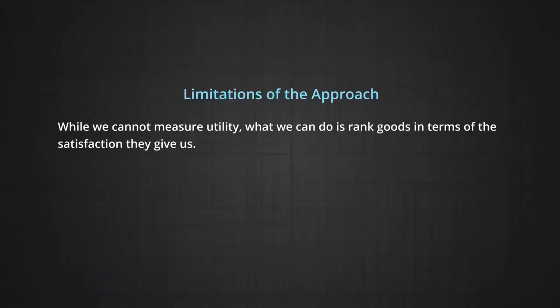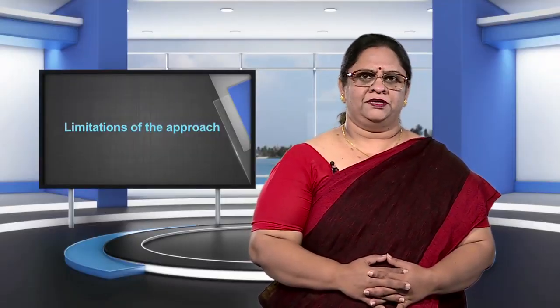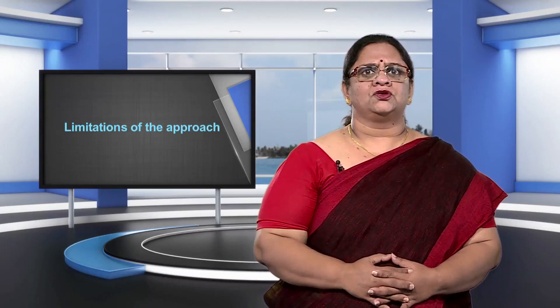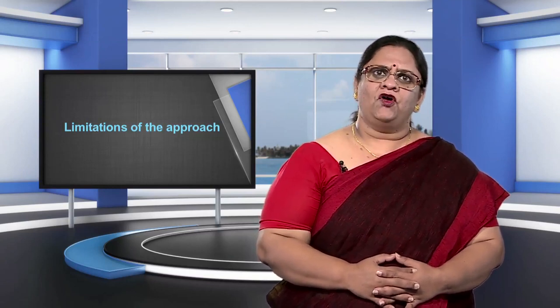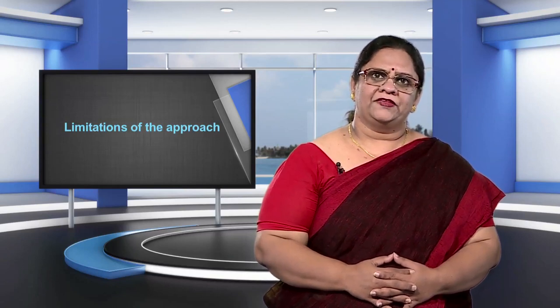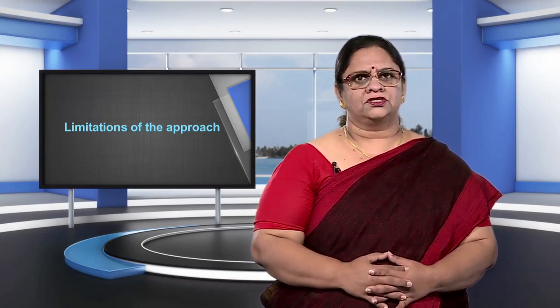While we cannot measure utility, what we can do is rank goods in terms of the satisfaction they give us. So, it is possible for me to say that I like mangoes more than bananas, or even more specifically, I could say that I like 2 mangoes as much as I like 3 bananas. Such an approach allows me to rank commodities in the order in which I like them, without having to measure the utility of any individual unit of a commodity. It is usual to use this concept when trying to analyze consumers' decisions about what to buy. We shall study one such approach called the indifference curve approach in the next module based on this notion.